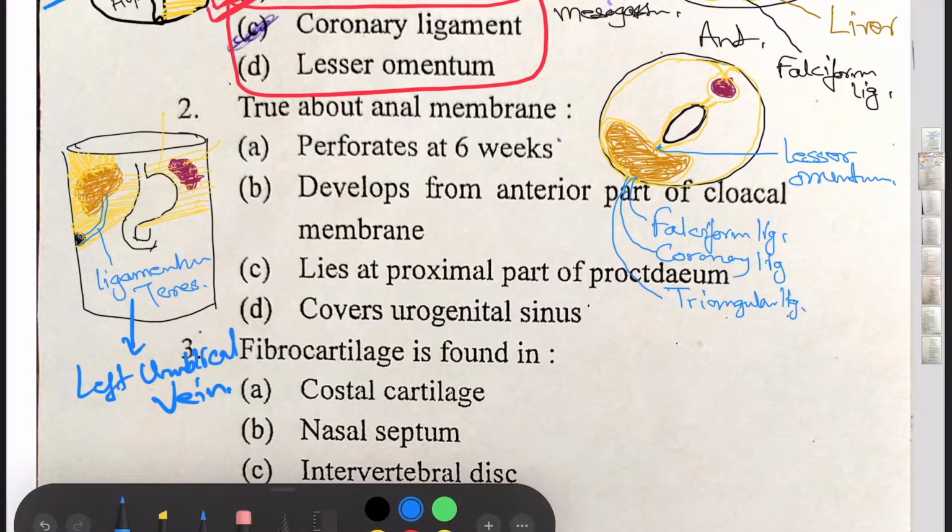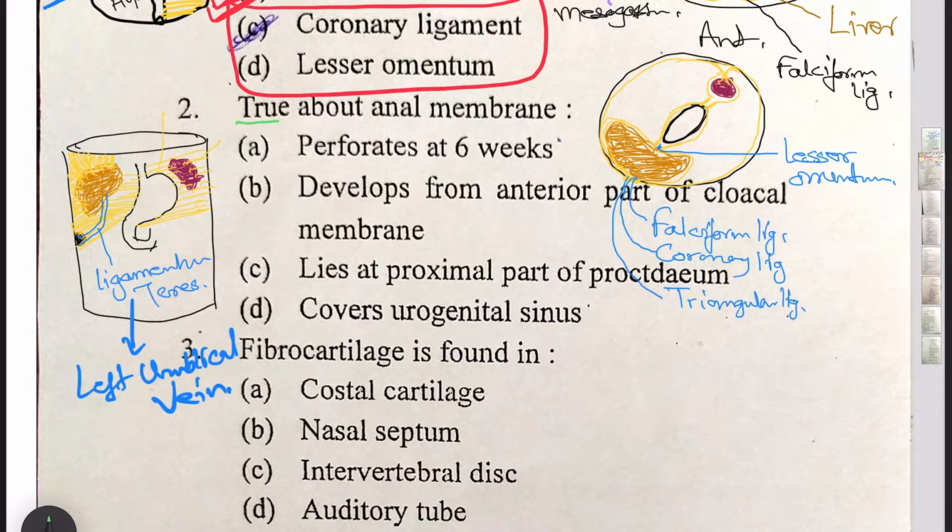Next question is question number 2. Question is true about anal membrane. You have to select one correct statement here. Perforates at 6 weeks of intrauterine life. The statement should be complete. Then develops from anterior part of cloacal membrane, lies at proximal part of proctodeum. Now this proctodeum is not correctly written. It is proctodeum, proctodeum. The spelling is not correct here. Then it covers the urogenital sinus.